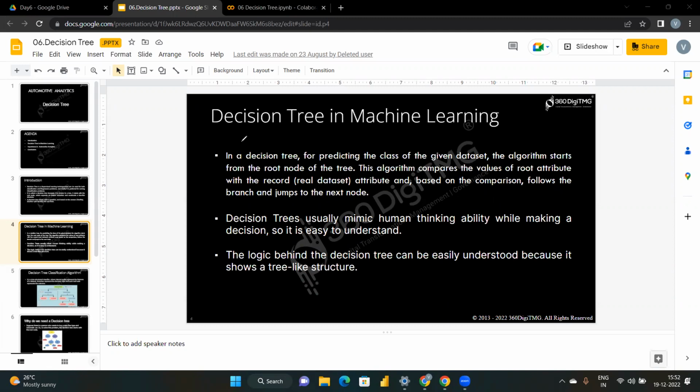So let me write it. How to avoid, counter overfitting in decision trees? So how to avoid this overfitting in decision trees?